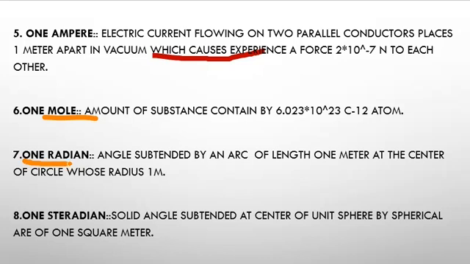1 radian is the angle subtended by an arc of length 1 meter at the center of a circle whose radius is 1 meter. 1 radian is defined by taking a circle of radius 1 meter, and it is the angle subtended by an arc of length 1 meter at the center of the circle. 1 steradian is 3-dimensional, while the radian is 2-dimensional. 1 radian is defined in a circle, which is 2-dimensional, and 1 steradian is defined in a sphere, which is 3-dimensional.